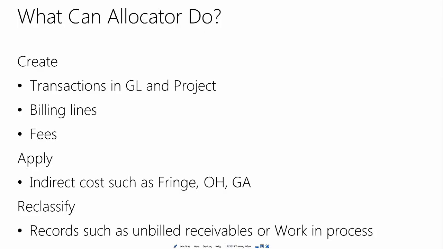So we can create new transactions from Allocator both into general ledger and to project. We can also create billing lines. We can add fees to our jobs, and we can also add indirect costs such as fringe, overhead, and G&A to our projects. Allocator can also be used to reclassify items recorded into WIP as well.